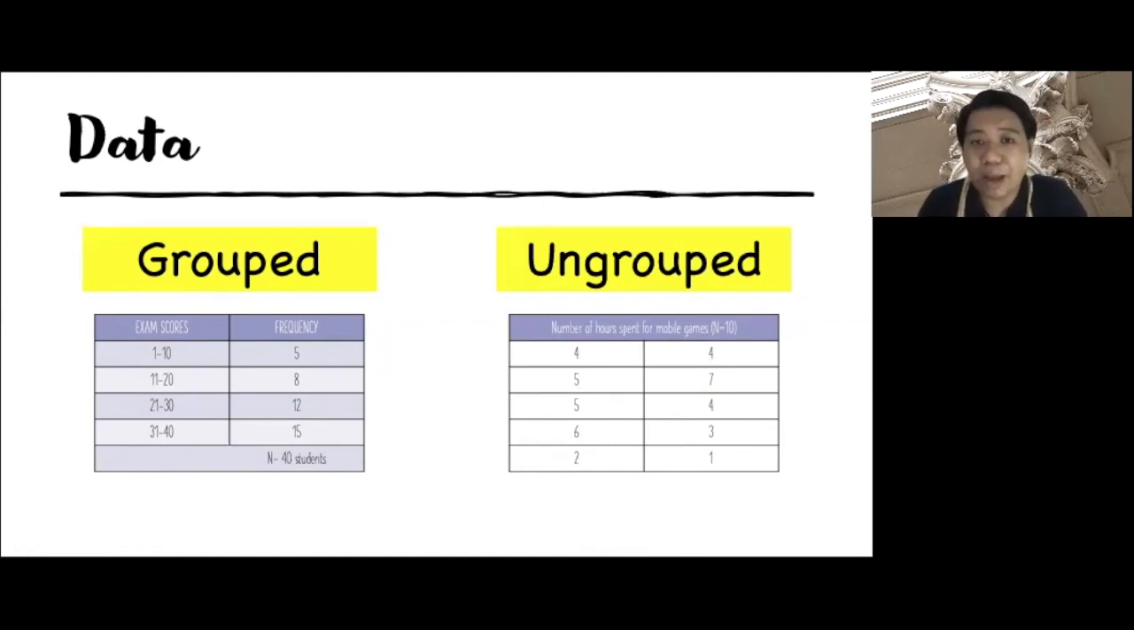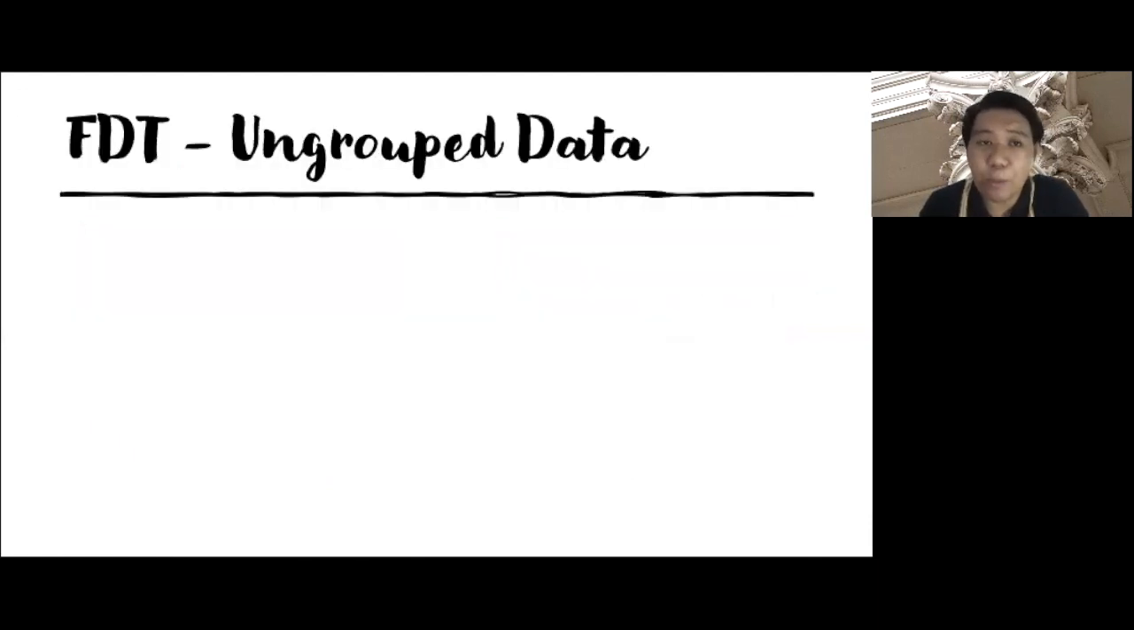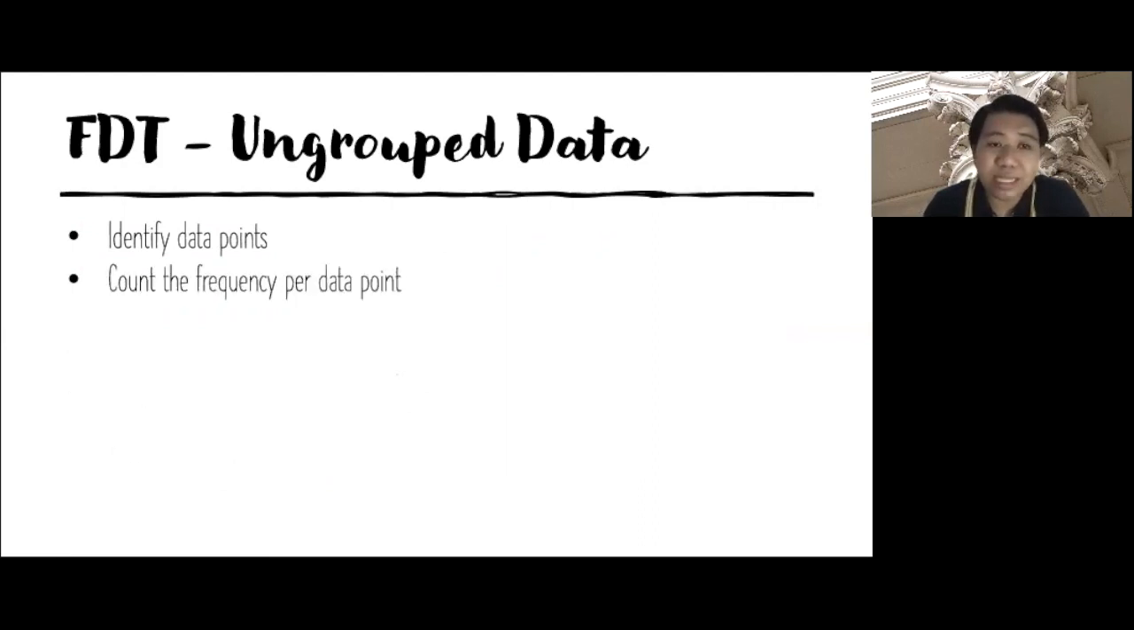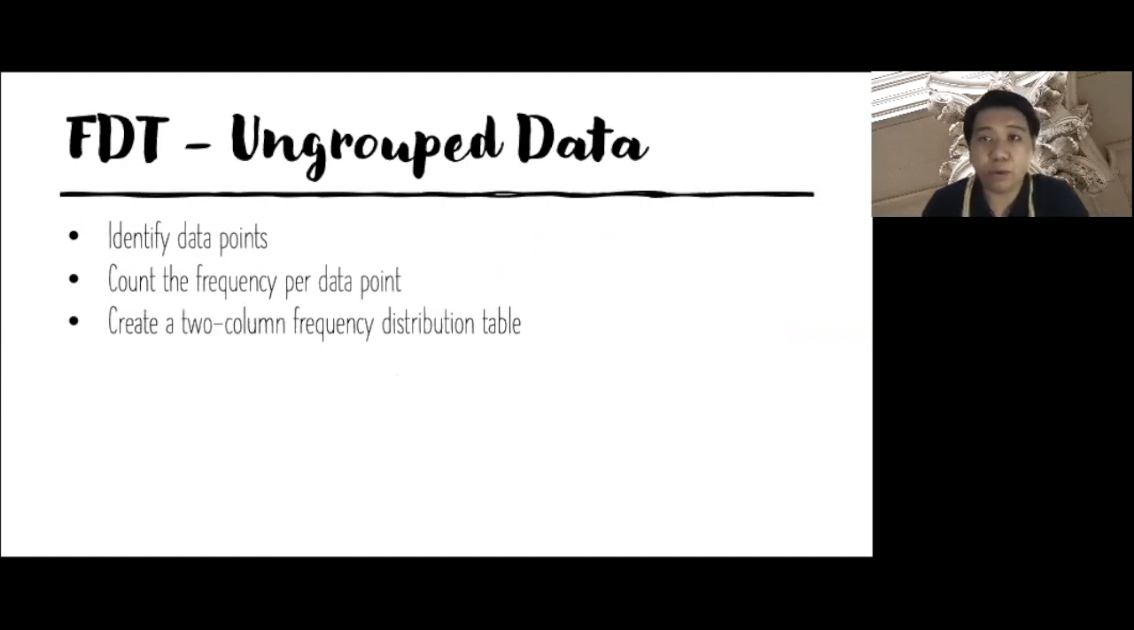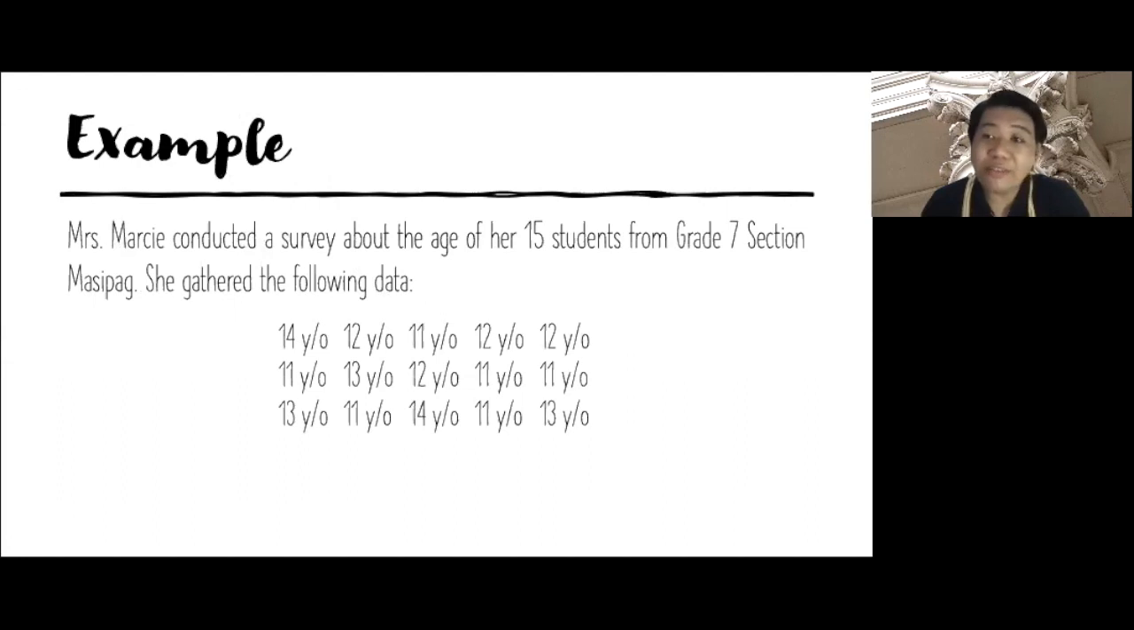Ngayon po ay pag-usapan natin kung paano tayo gagawa ng frequency distribution table. So unahin po muna natin i-discuss yung para sa ungroup data. So ang first step natin would be identify data points. Pag na-identify na natin yung mga data points, count the frequency per data point and create a 2-column frequency distribution table. At ang ilalagay po natin sa left column yung list ng data points at yung nasa right column yung kanilang frequency. So let's have an example.